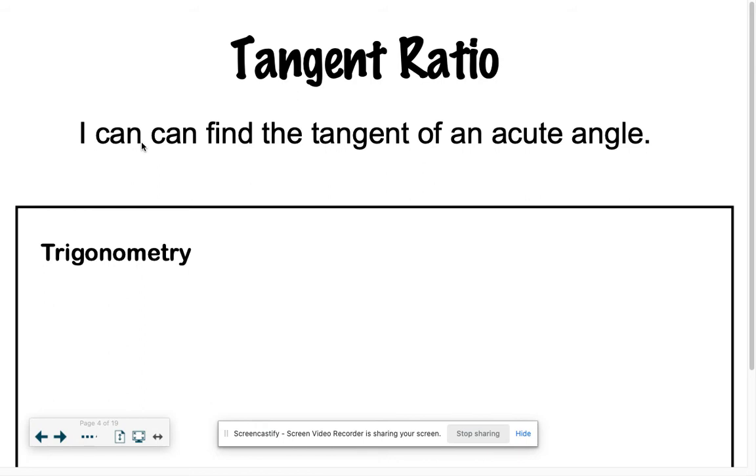Tangent? No. Trig? Well, so we were finding side lengths of right triangles using special right triangles. And now today it doesn't matter what kind of triangle we have. As long as it's right, we can find missing side lengths of it. So have you guys heard of trig before? Does anyone know what it is?